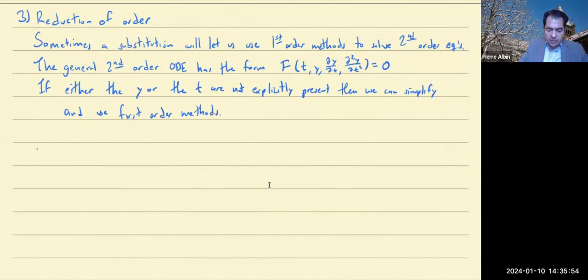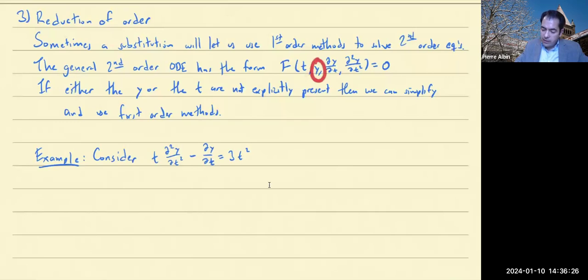Okay, so let's think of this through examples. First example, let's consider the equation t times the second derivative of y with respect to t minus derivative of y with respect to t equals 3t squared. Notice that here we have t showing up, and y only shows up through its derivative and its second derivative, right? It doesn't show up on its own.